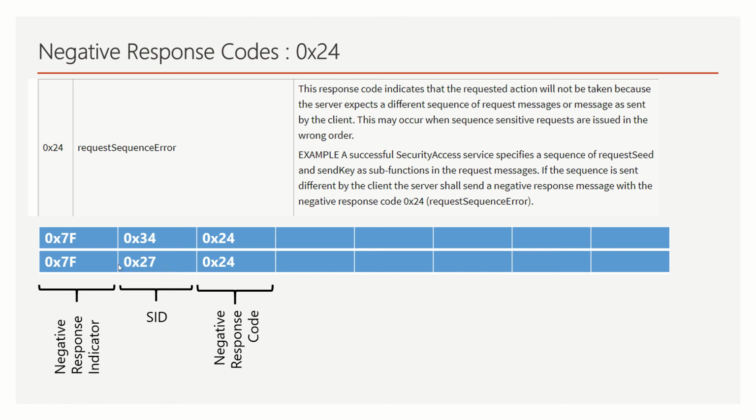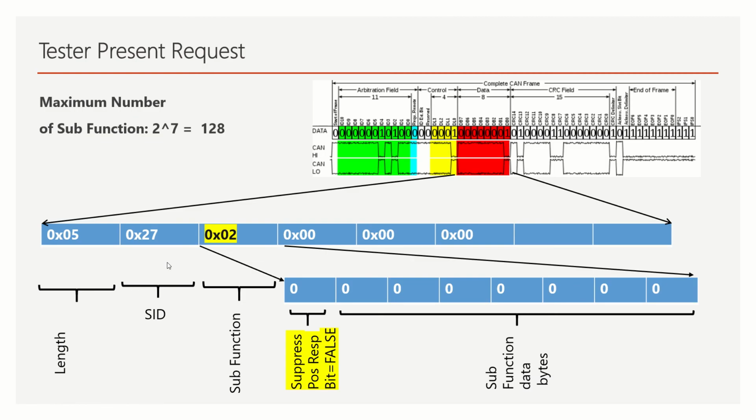Okay, and here also we'll get, let's say, service 27. Depending on the case, let's say we are getting 36 over here because we sent 36 before the 34 request. So that error code we will get in the response. However, there could be a possibility of multiple errors.